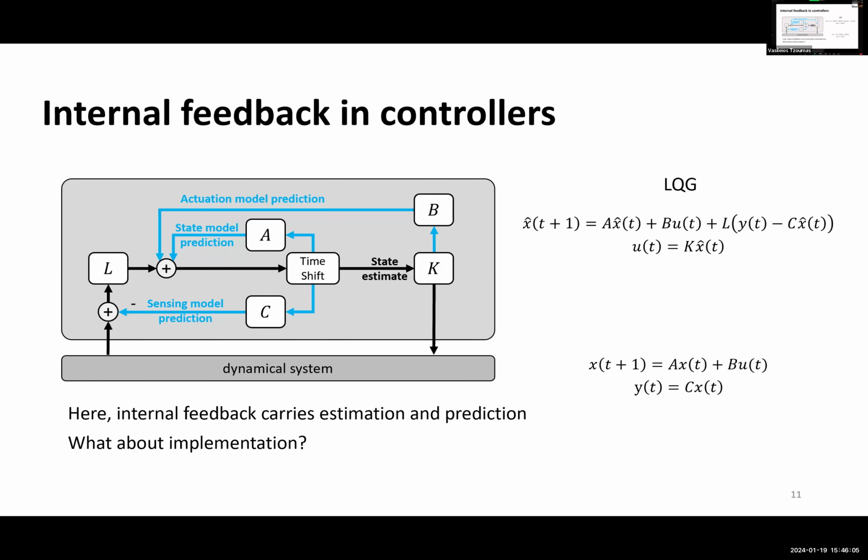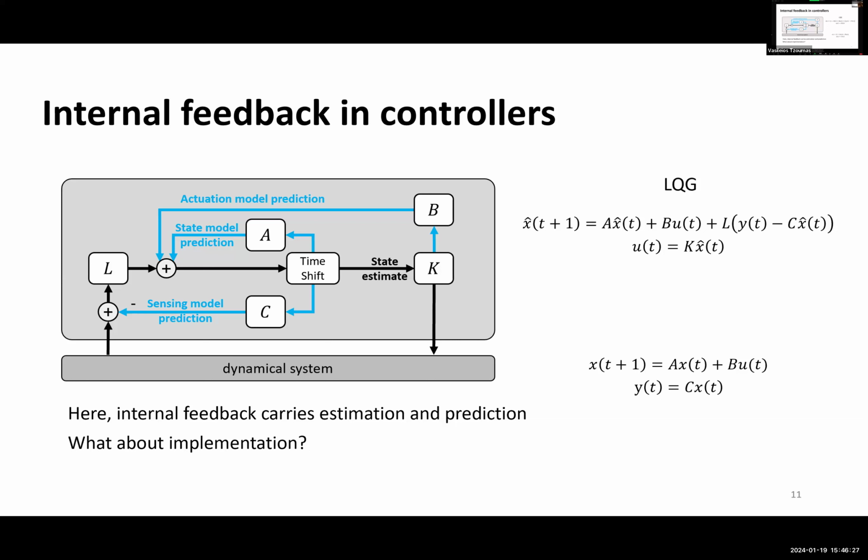And the third one, we don't have direct sensing of states. We sense a transformation of the states, but we know what that transformation is. So what will we sense? Right? So it's all prediction, and it's all prediction being used to compensate for the fact that we can't sense directly, basically. Okay, what about implementation?